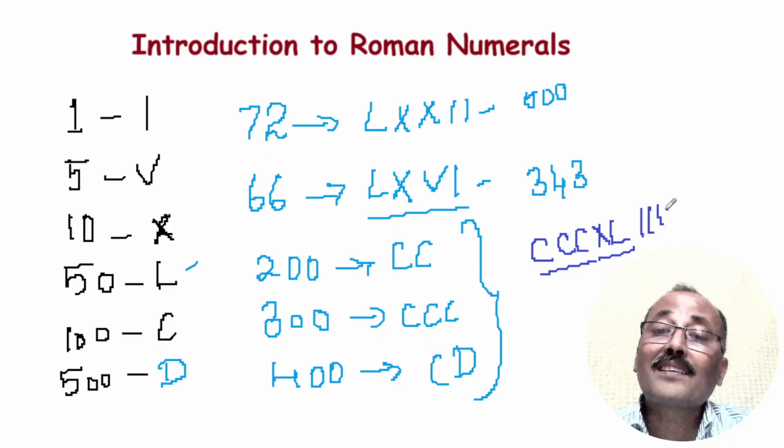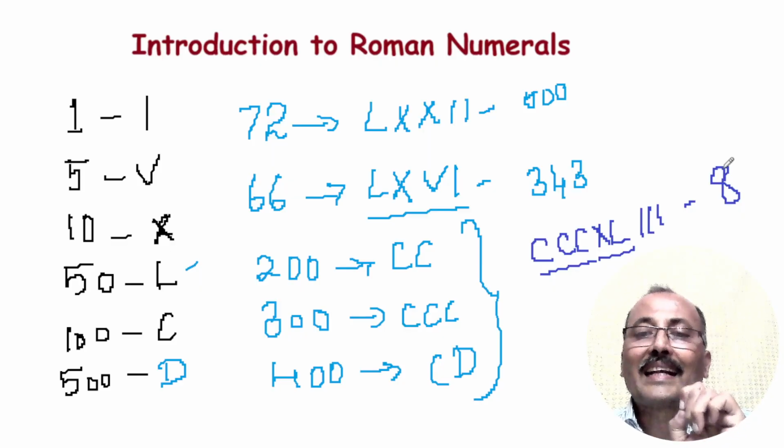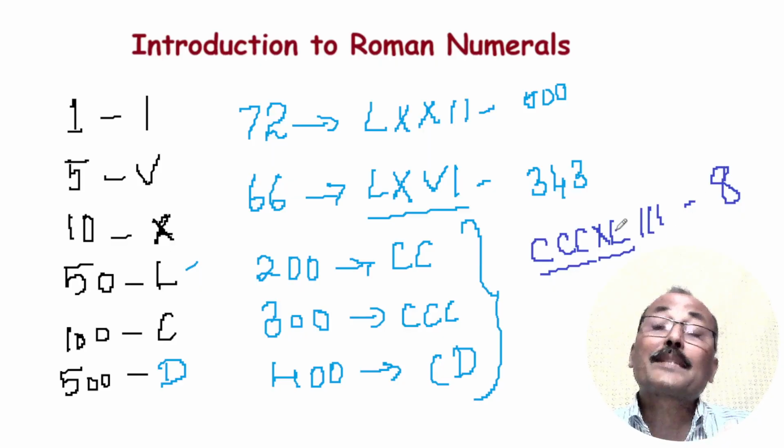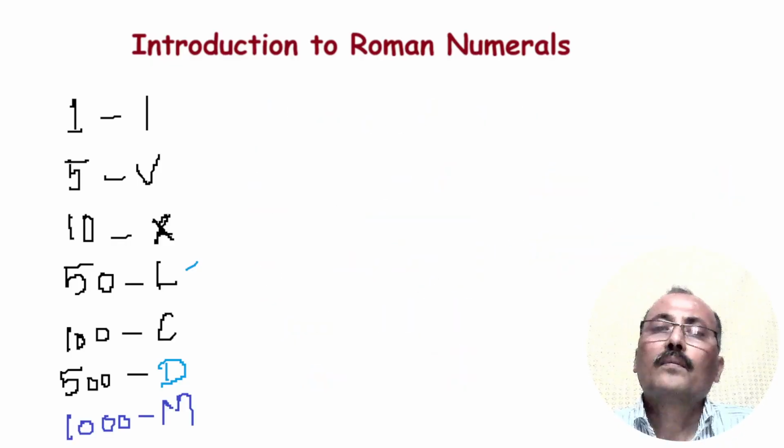How many symbols are there? 1, 2, 3, 4, 5, 6, 7, 8 symbols are there totally. Using 8 symbols, they can get this one. What is the maximum number of symbols in this, up to 500? Can you comment in the comment box?